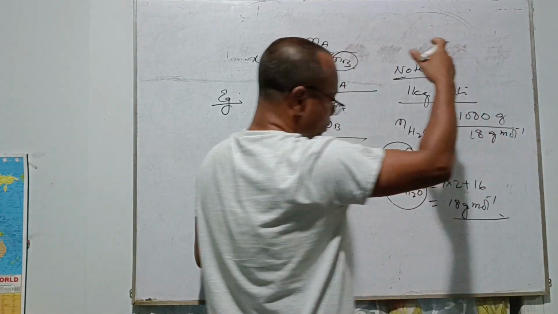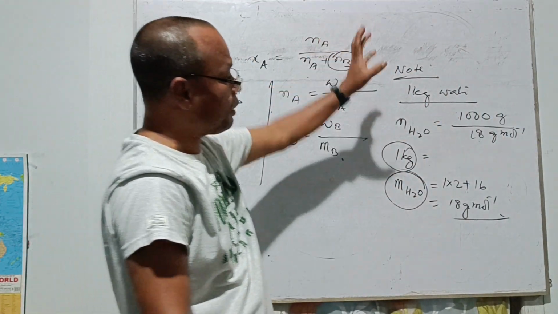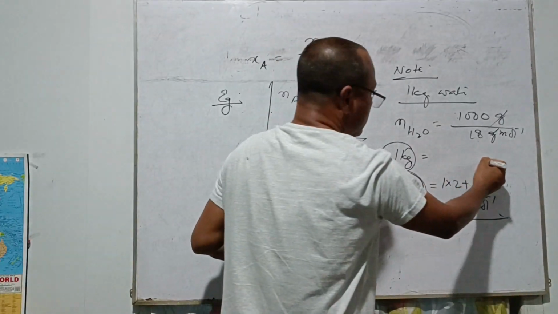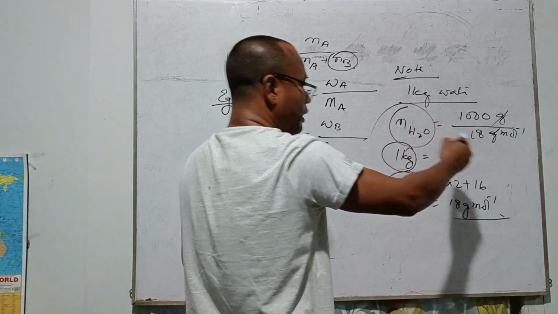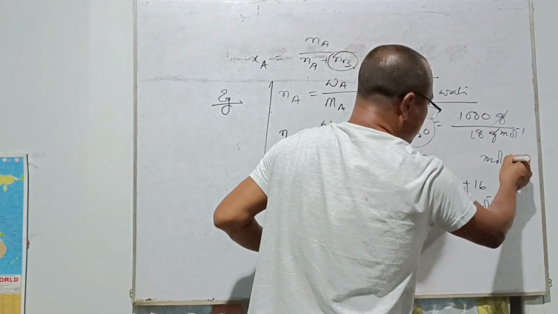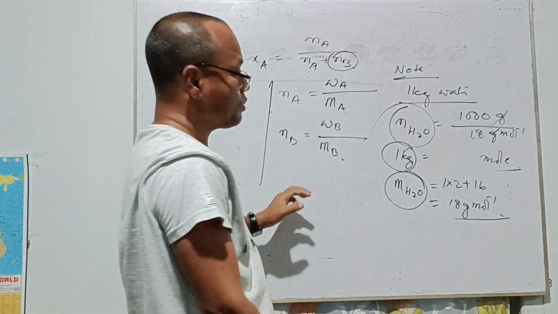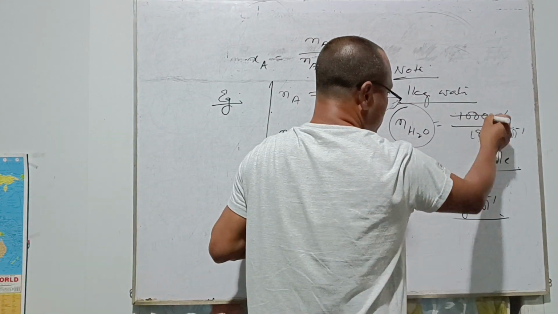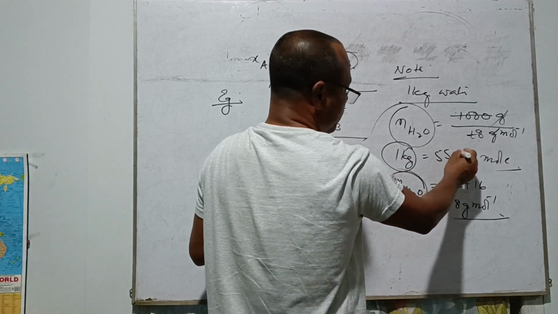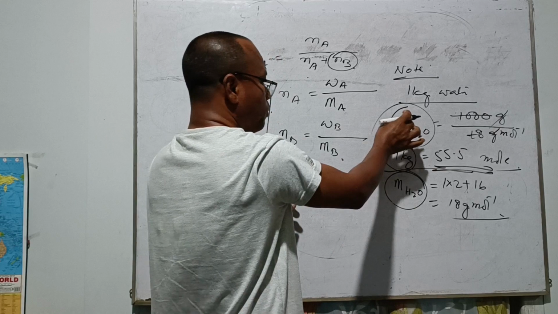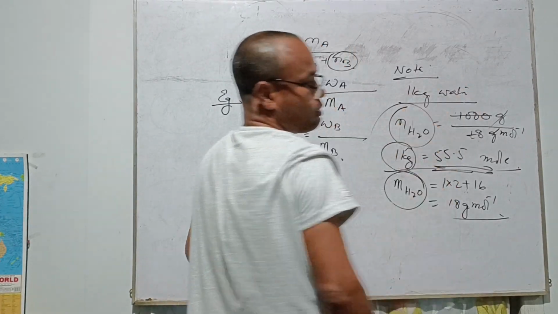So we have to check the units. When we cancel the common units, if the units are correct for the number of moles, the calculation is also correct. So you have to verify similarly. When we do 1000 divided by 18, that is 55.5 something. So this is the number of moles of water in 1 kg.